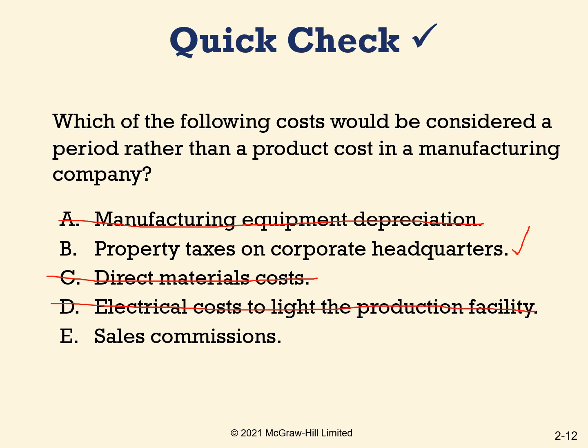And lastly is our sales commission. So this is related to our marketing and selling. So this would definitely be considered a period cost. We cannot directly attribute this to any of the products. So for this answer, our two period costs are our property taxes and our sales commissions.